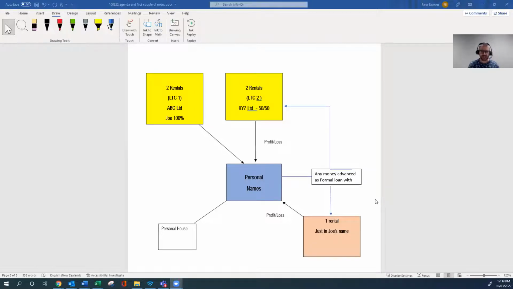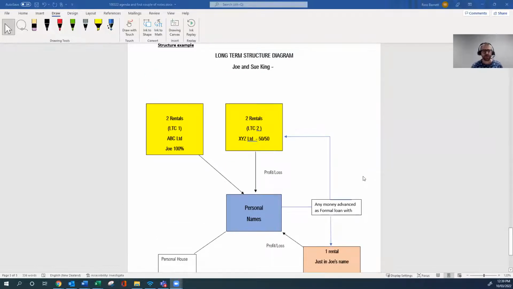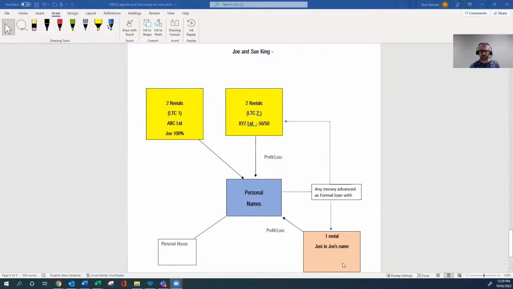So in this case, we have my favorite example, Joe King. Joe and Sue King have two rentals in maybe an LTC, ABC Limited. Joe owns 100%. They've got two rentals and a second LTC, XYZ Limited, 50-50. And Joe's actually got a rental in his personal name.